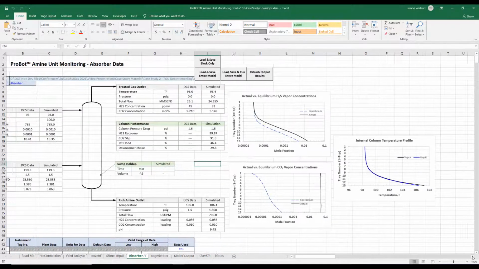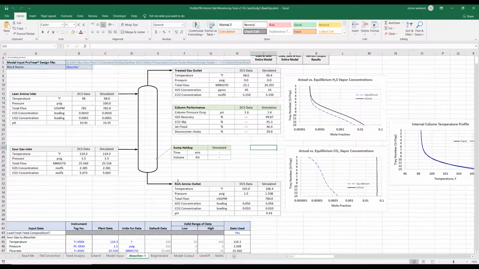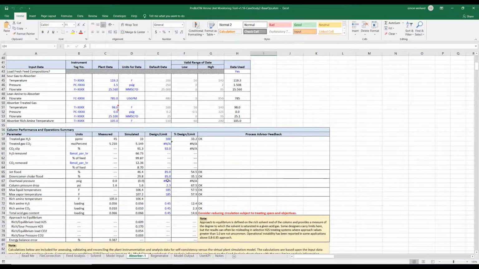Further out to the right, we can see what the predicted internal temperature is for the column. If your tower is fortunate enough to have internal thermocouple measurements, these can be compared versus the model to get a sense of how well the model agrees. Further down, we have a summary of how the column is performing compared to established system-specific limits. We also see a piece of advice for this plant to consider reducing circulation subject to treating specs and objectives. Notice how the column is nowhere near jet flood or downcomer flood.